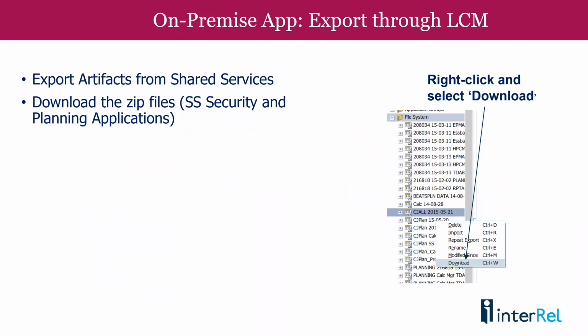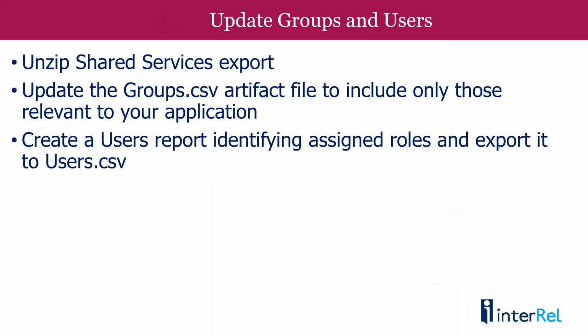But the bottom line is you go to shared services on-prem, you create your LCM, and then you download the file. If you're in 11.124, you can just click on it and download. If you want to make any changes, you can unzip that file, edit the files that you want to change, and then rezip it. For shared services, I would suggest unzipping it unless every single group has access to every planning application on your system. If you only have one planning app, then you probably don't need to update your shared services group.